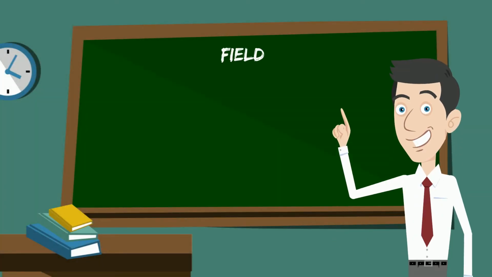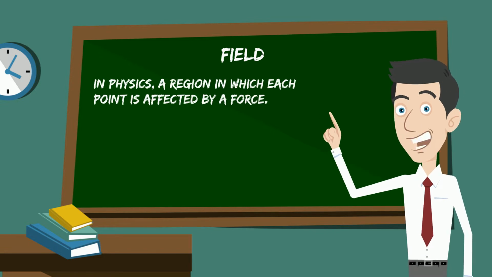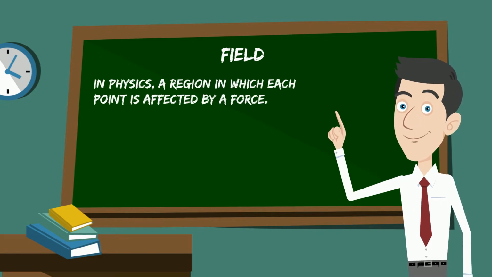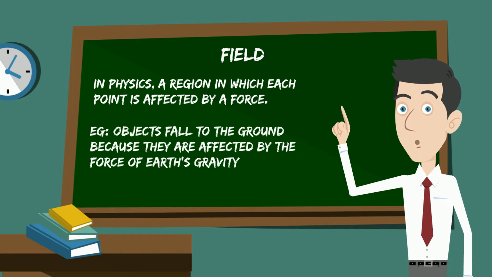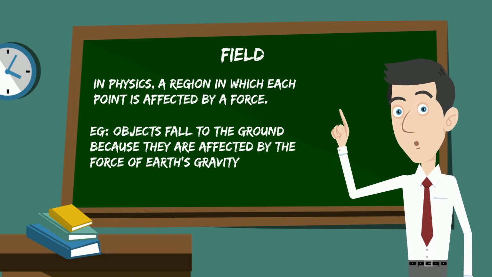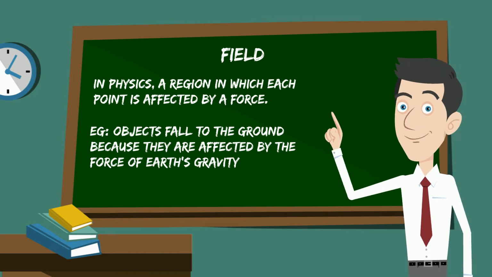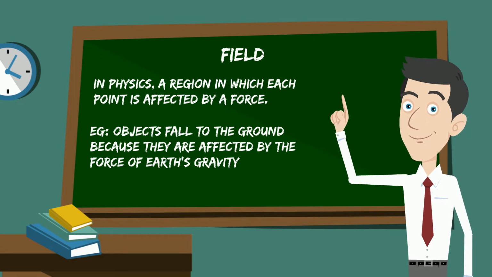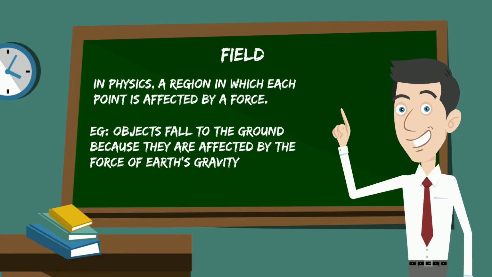Next, we move on to the concept of a field. In terms of physics, a region in which each point is affected by a force is known as a field. For example, we can think of any object that falls from a height to the ground. Ever wondered why? This is because everything on our planet Earth is affected by the force of gravity. Hence, we are all under the influence of the Earth's gravitational field.